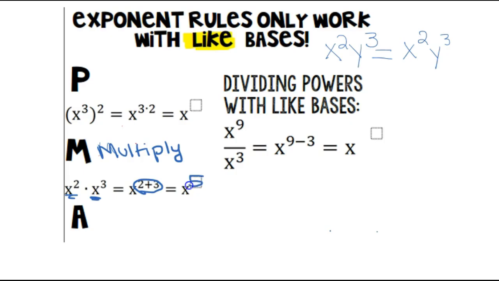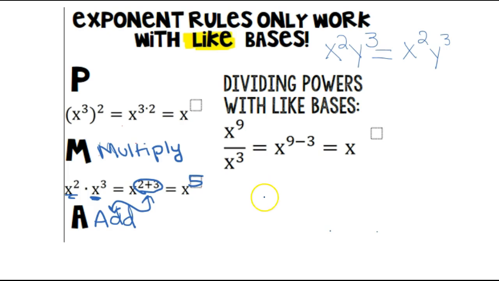2 plus 3 is 5. So, when you're multiplying exponents, this A stands for add. You are going to add the exponents together.